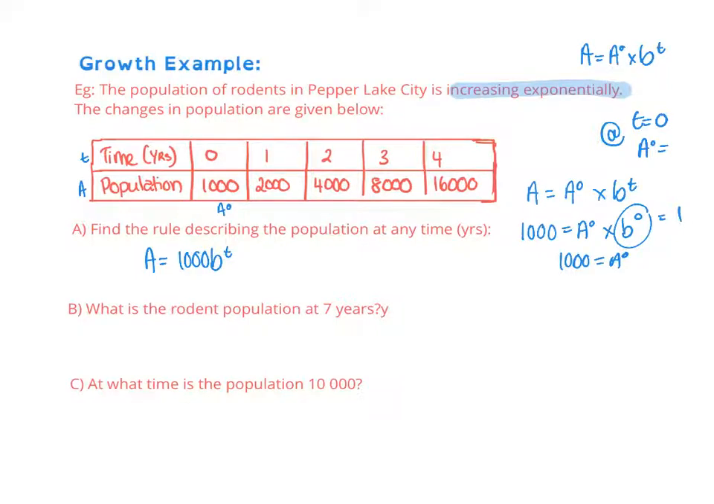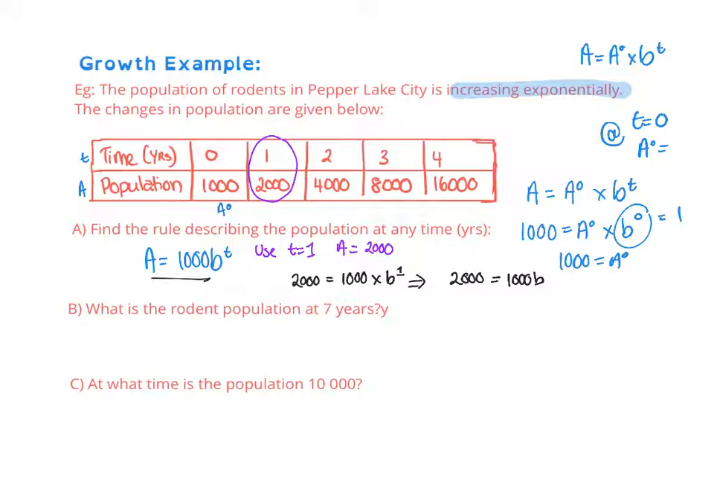So what we can do is use another point. We'll use when t equals 1, A equals 2,000, and I'll pop that into this formula here. So I'm going to say 2,000 equals 1,000 times B to the power of 1. And what is something to the power of 1? No, something to the power of 1 is itself, isn't it? So couldn't I say 2,000 equals 1,000 B? Isn't that the same? Yeah?